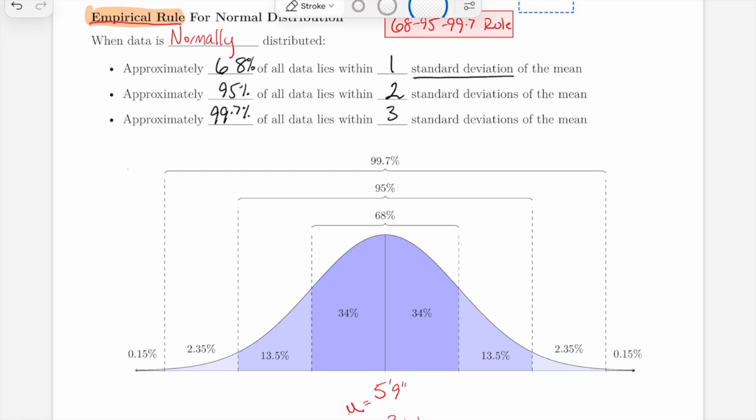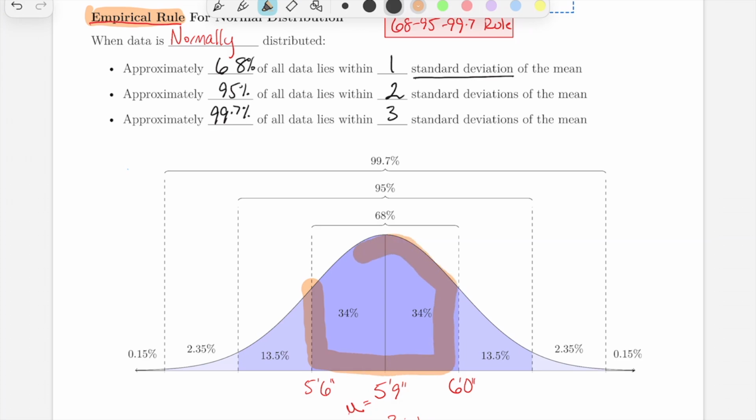So if we go up 3 inches, that would take us to 6 feet. And if we go down 3 inches, and you start considering all of the adult males that you know, about 68% of them are going to be between 5'6" and 6 feet. So a big chunk of the adult males that you know are between those two values.